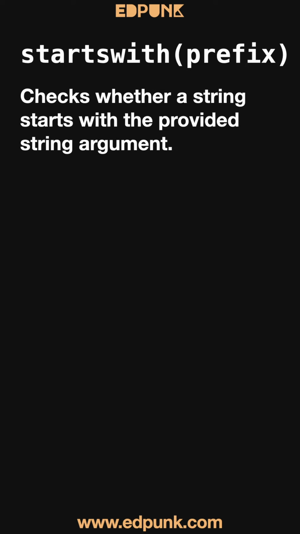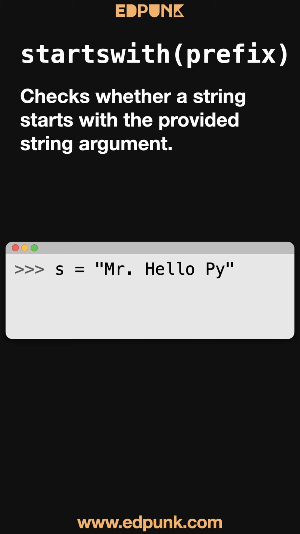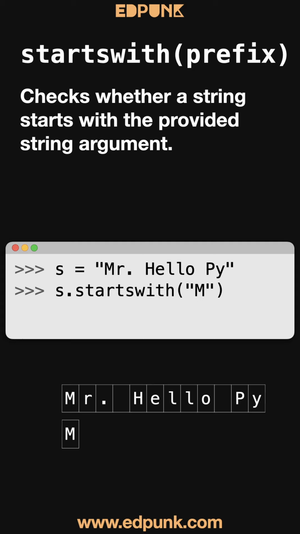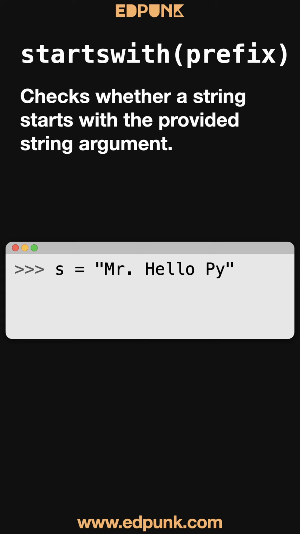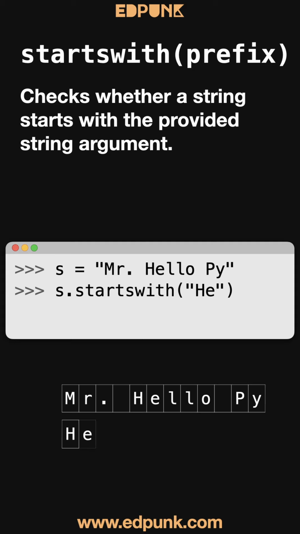The startswith method accepts an argument prefix and checks whether the string starts with the provided prefix. For example, given a string "Mr. Hello Pie" assigned to a variable s, executing s.startswith("M") returns True as the string begins with M. Now, let us execute the startswith method with argument "He". It returns False as the string does not begin with "He".